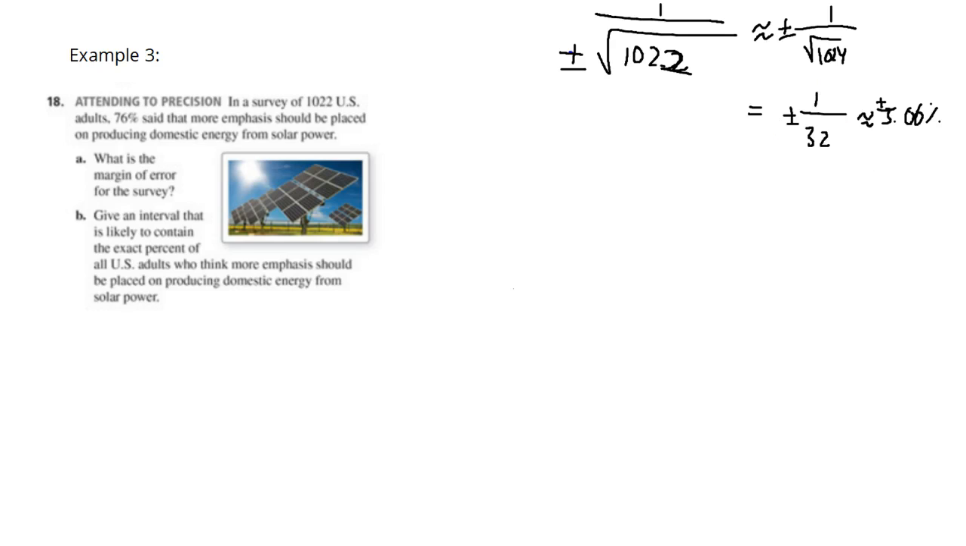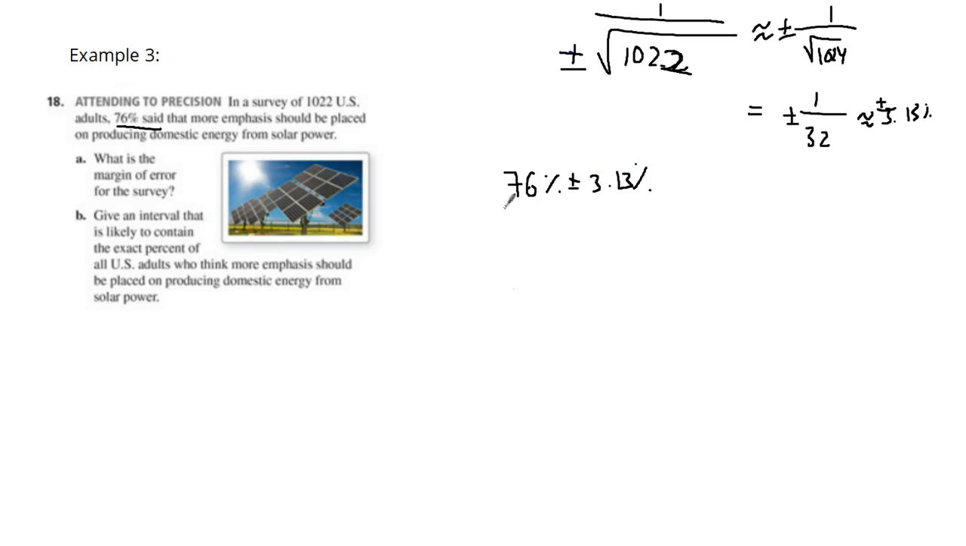No, wait. It's not 3.06. It's 3.13% either way, right? So what's the margin of error? 3.13 plus or minus. This gives an interval that's likely to contain the exact percent of all US adults who think more emphasis should be placed on producing domestic energy from solar power. So that's the surveyed percent, and this is the margin of error.